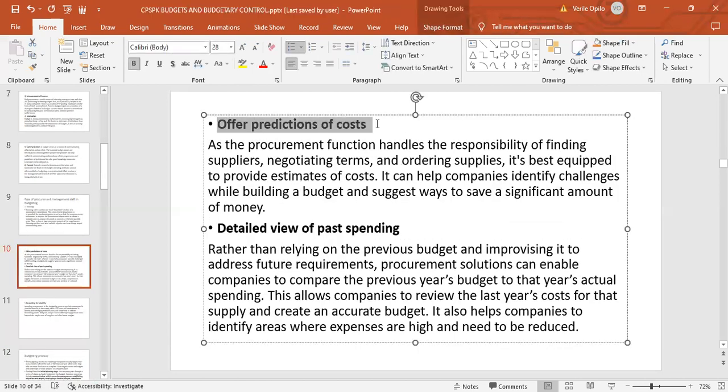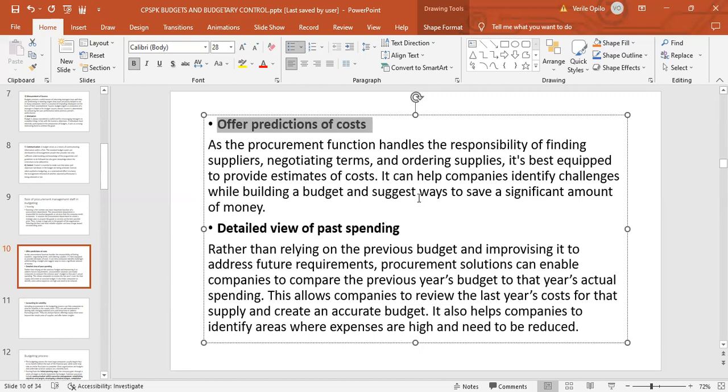In addition to that, the procurement department provides very important information regarding the prediction of costs. You say that you're creating a budget. This budget is something that you are estimating for the future, so you do not have the actual costs of these things. You don't know what the price of sugar is going to be 1 week from now or 2 weeks from now, because again of issues relating to inflation.